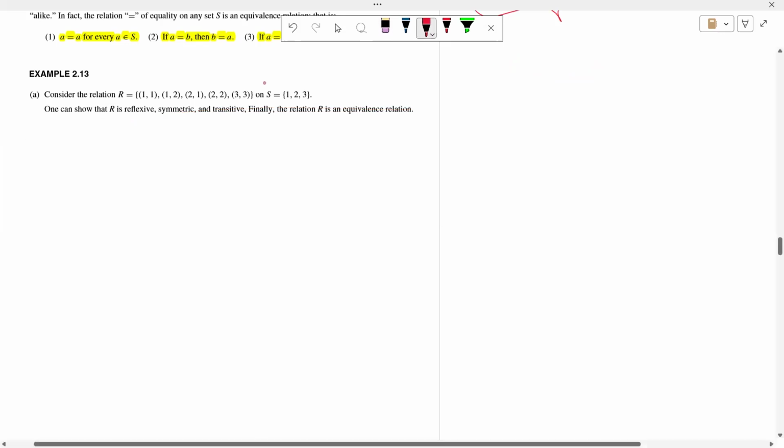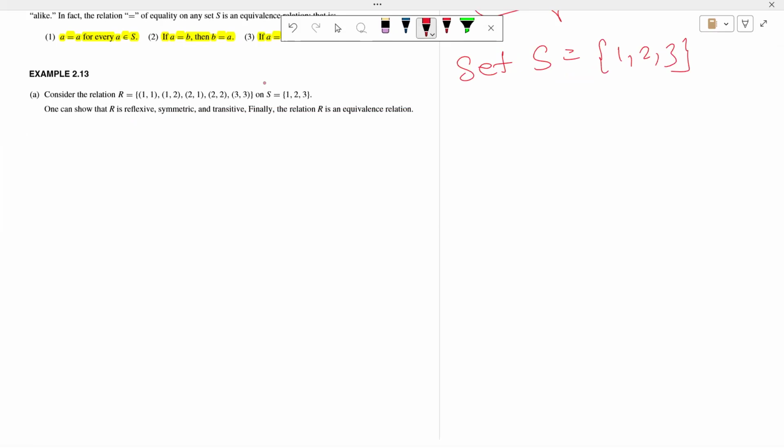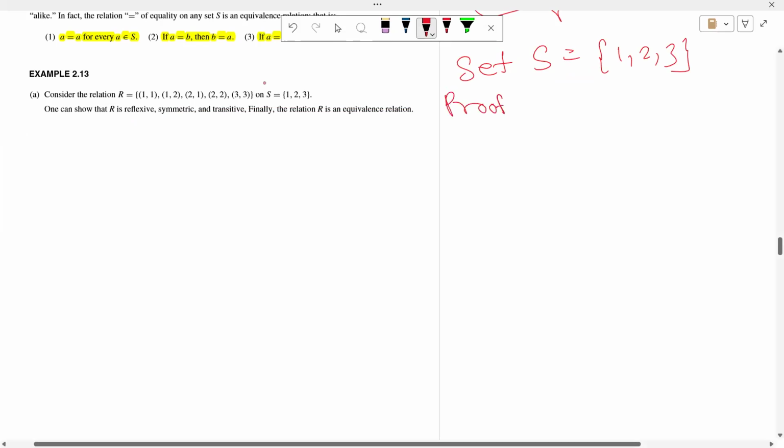They are giving a question, a relation R on a set S. There is a set S with three elements, 1, 2, 3. Now they are giving a relation R, and they are telling you to prove whether this is an equivalence relation or not. This is the final question. I am giving a set and a relation, and I am asking you to prove it.